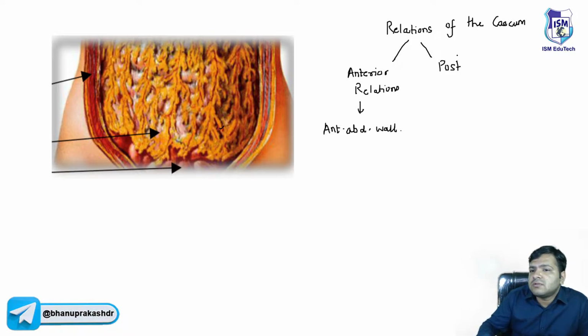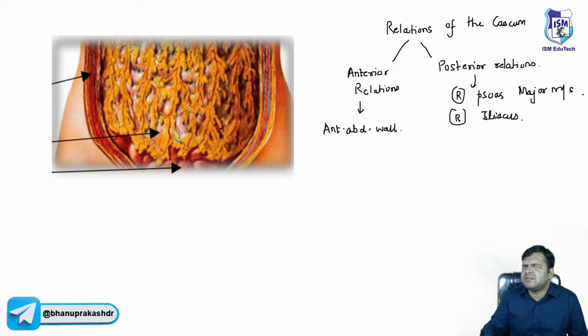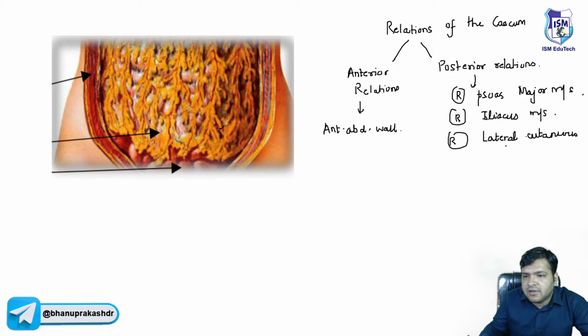Apart from that, if we talk about the posterior relations, beta, remember we have the right psoas major muscle. We have the right iliacus muscle. These I have already discussed in the posterior abdominal wall, right? We have the right lateral cutaneous nerve of thigh.